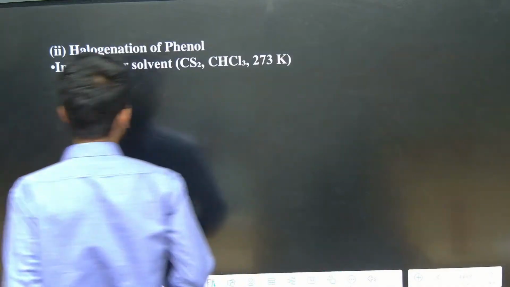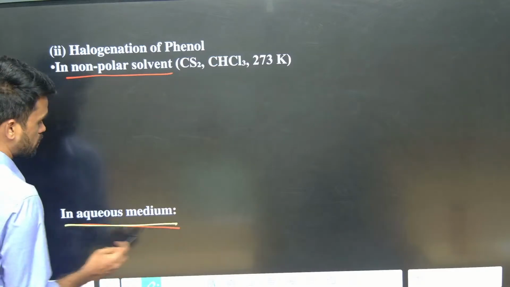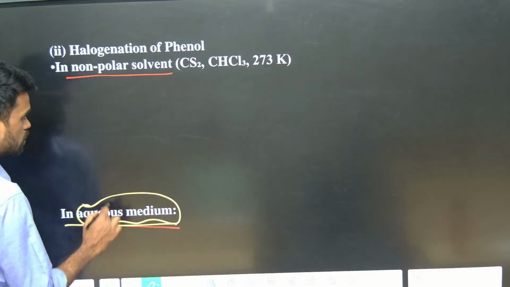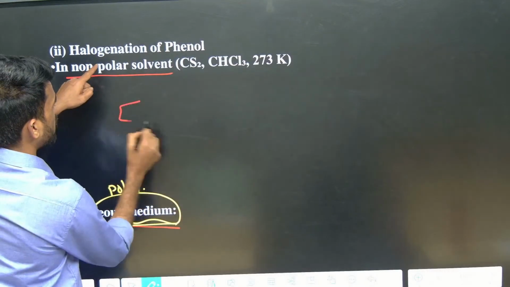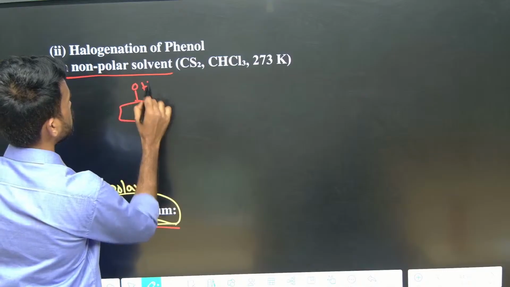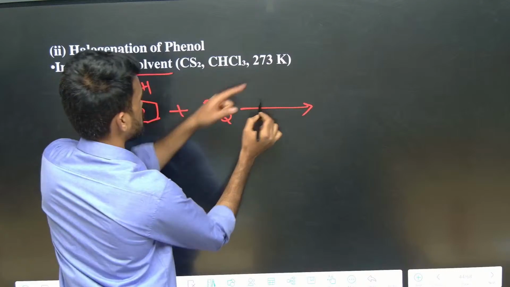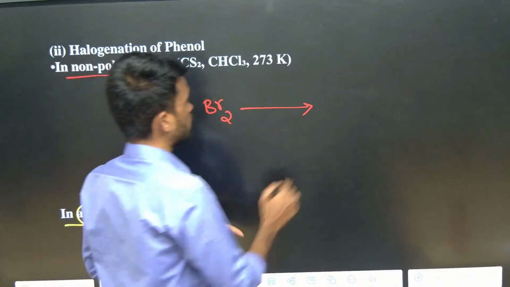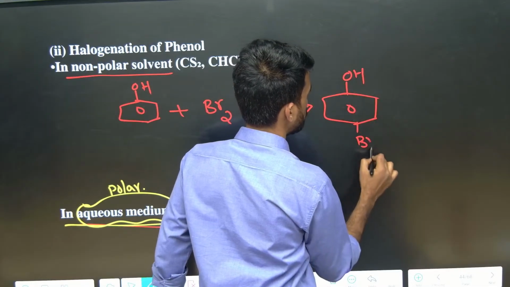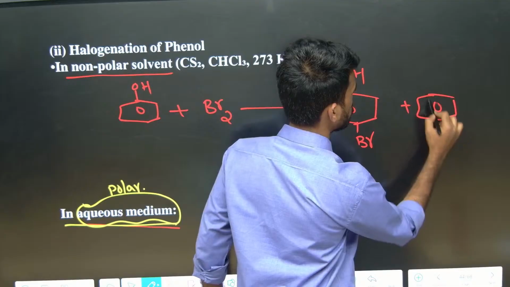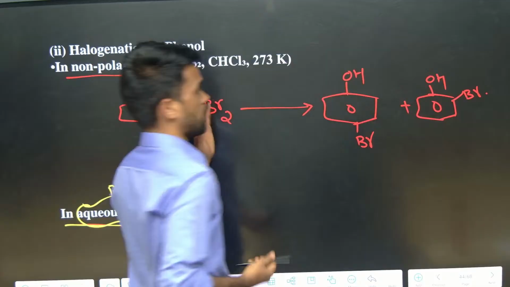So, halogenation of phenols in non-polar solvent and in polar solvent. Aqueous medium means water, so it is a polar solvent. In a non-polar solvent, if you take phenol, let us say bromination we are doing in the presence of this non-polar solvent. Now it will give you ortho-para substituted products: OH, bromine at para, bromine at ortho. This kind of product is formed in non-polar solvent.